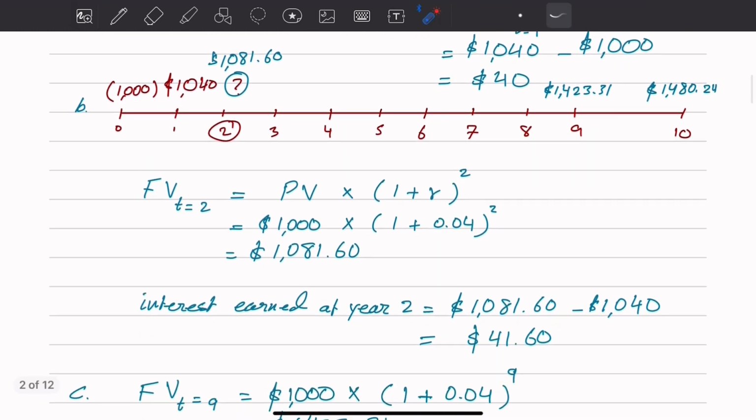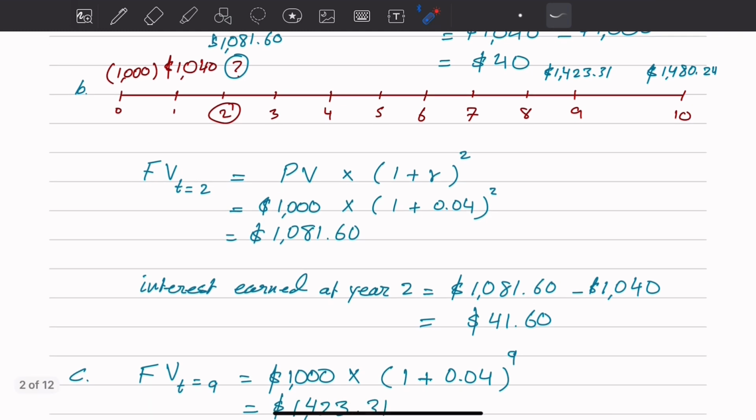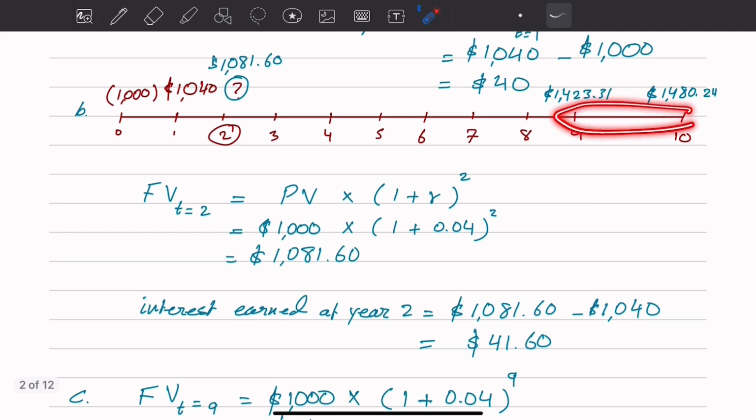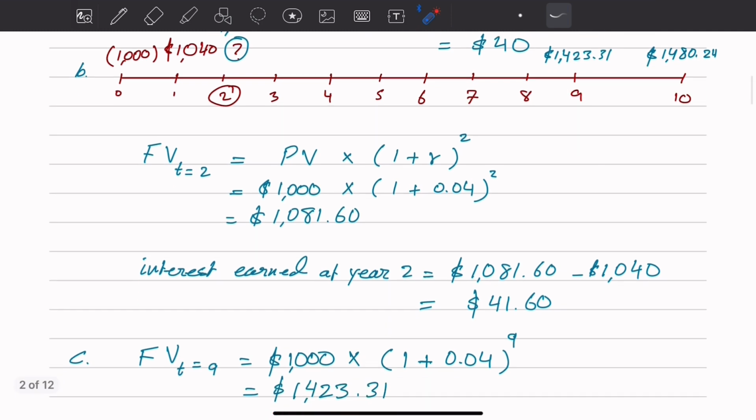Okay. So now, to answer the question, how much interest was earned at the 10th year, we'll take the future value at the end of year 10 and subtract from it the future value by the end of the 9th year. And that will give us the interest that was specifically earned during this time period, during this 1 year period.